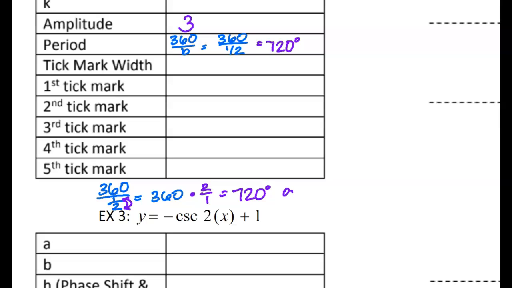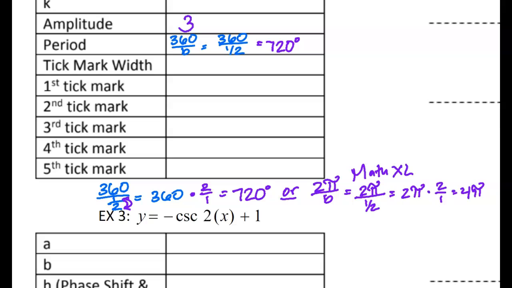In Math Excel, you would have instead found the period in radians, which is 2 pi over b. So that is again 2 pi over 1/2, or 2 pi times 2/1, which is just 4 pi. This is what you would have done in Math Excel. Because on Math Excel, they just want the A, B, H, and K. But instead of writing the B value in that table, you would write the period. So this is one of the 4 things you need to put into Math Excel.